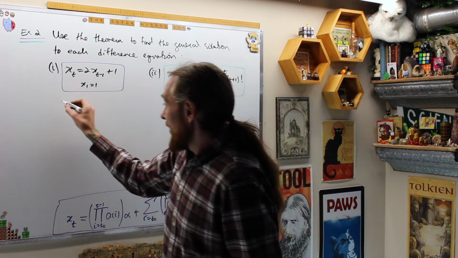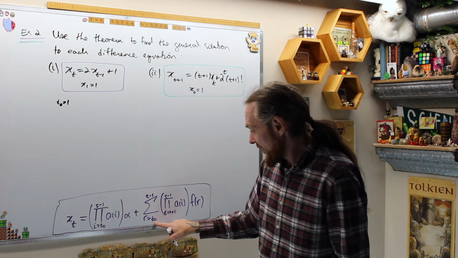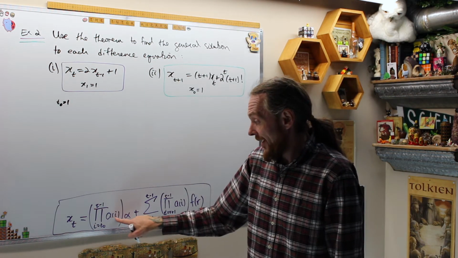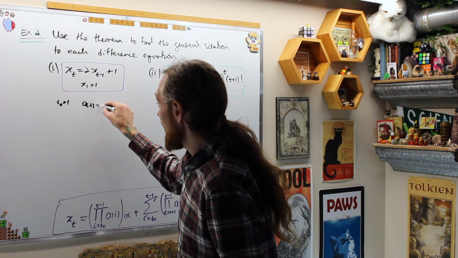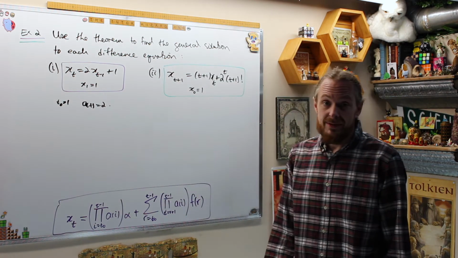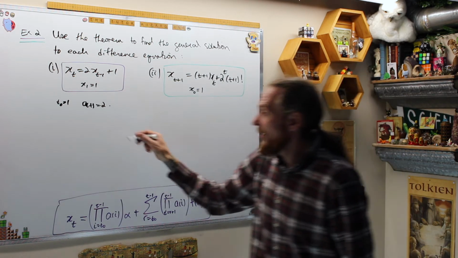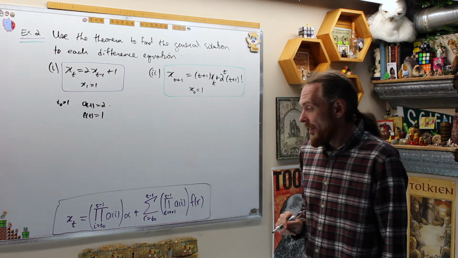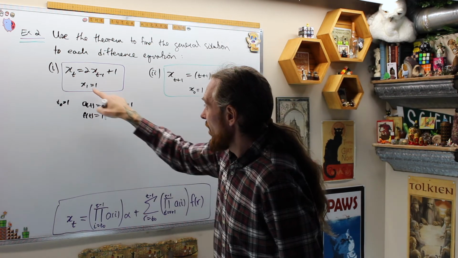I now know that, first of all, my t naught is 1. Then what else do I need in here? My a, who is that? In this case, we have constant coefficients, so my a(t) is just a 2. This is a real number. And then what is my f(r)? My f(r) is a 1, so my f(t) is 1. And my starting point alpha is also 1.